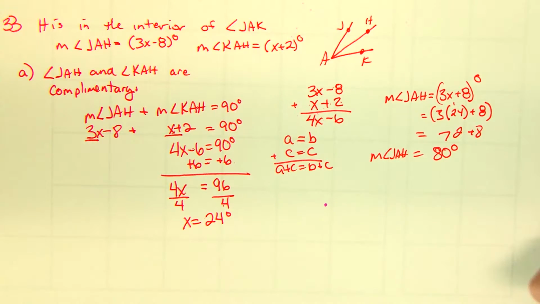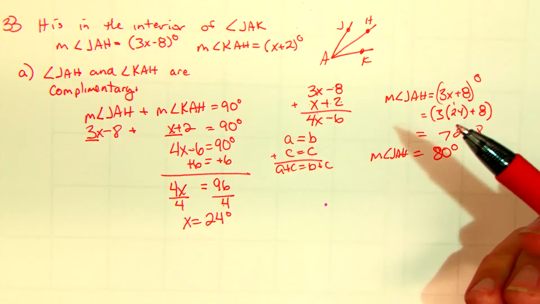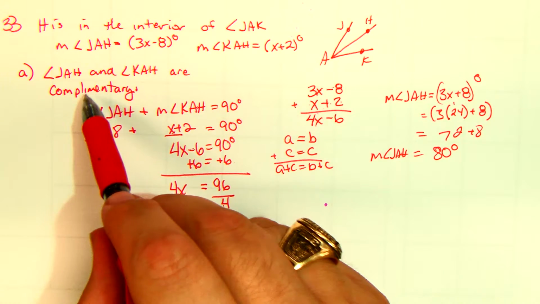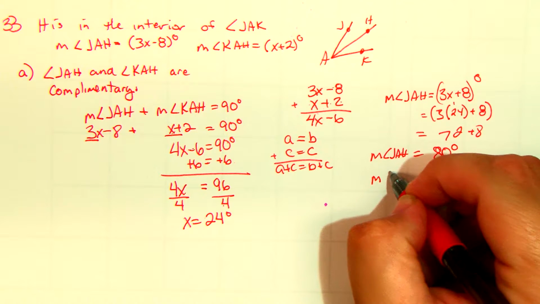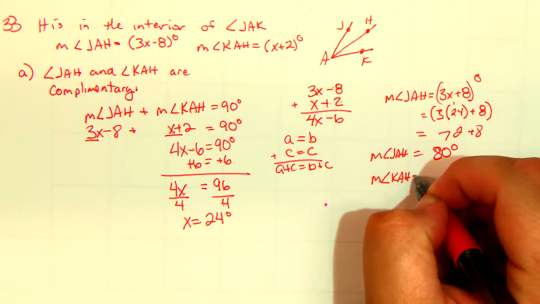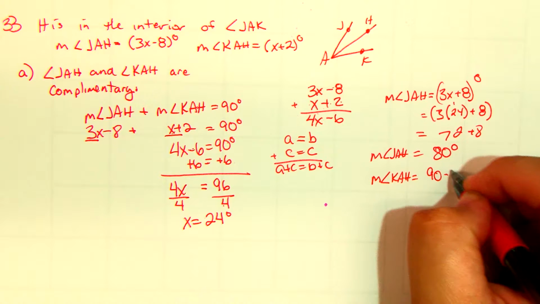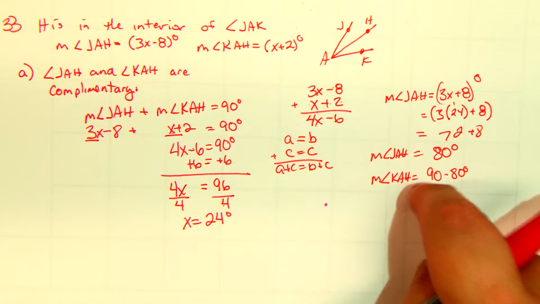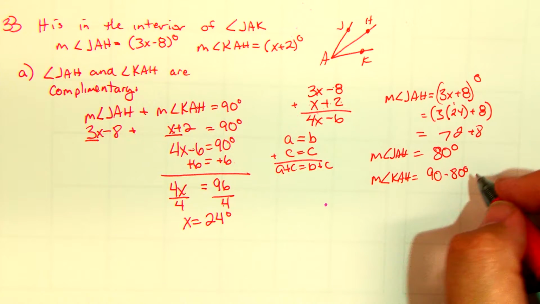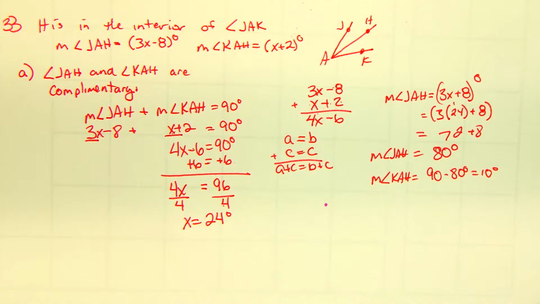Now, what do I know about the two angles in part A? They are complementary, so they should equal 90 degrees. So I can say that the measure of angle KAH is equal to 90 minus 80 degrees, because they both have to be 90 total, so 90 is my key number, so I just need to subtract that 80. That's 10 degrees. So I got my two angles for part A.